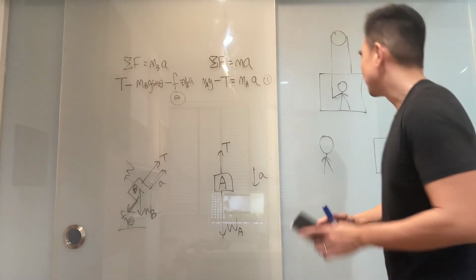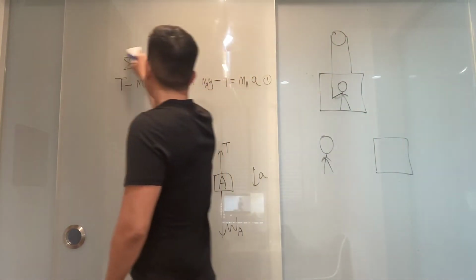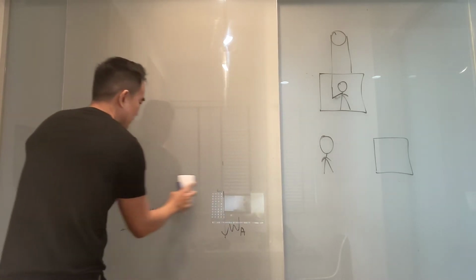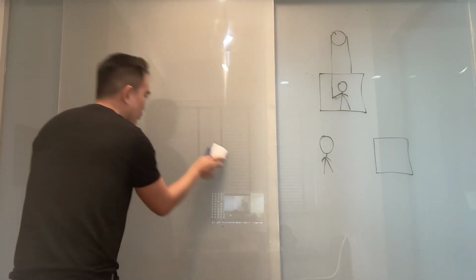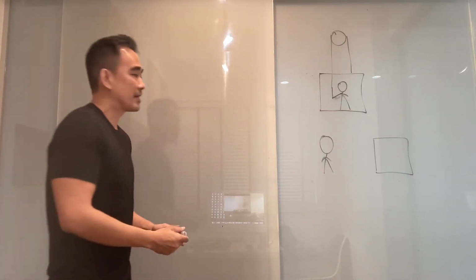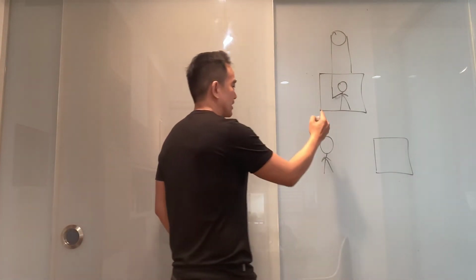Let's try it for this situation, where you have something that moves in a vertical direction. A classic case, very classic, where you have a man pulling on a string that pulls on the lift itself. So let's identify the forces acting on the man and the lift. Let's take a look at the man.